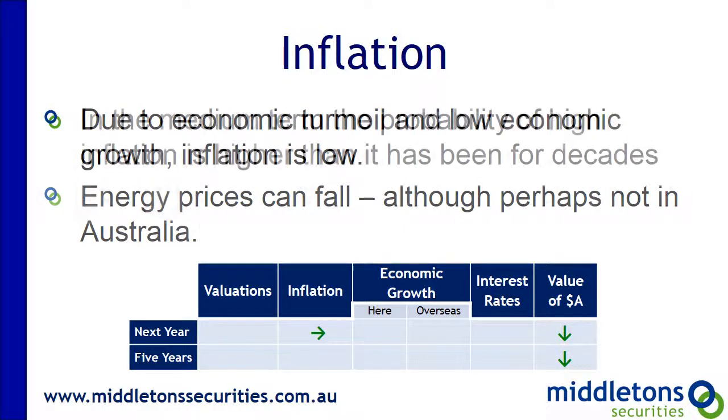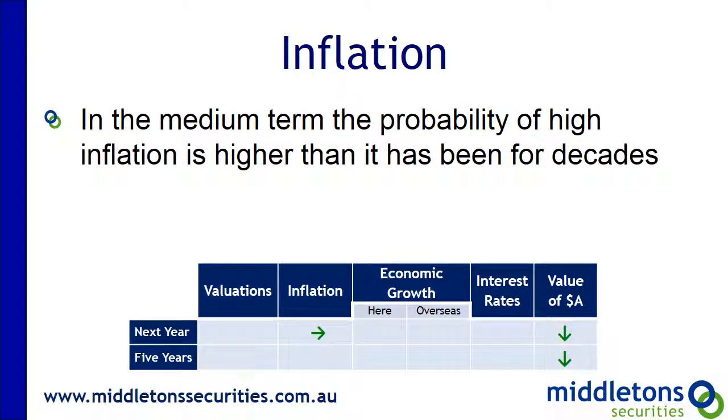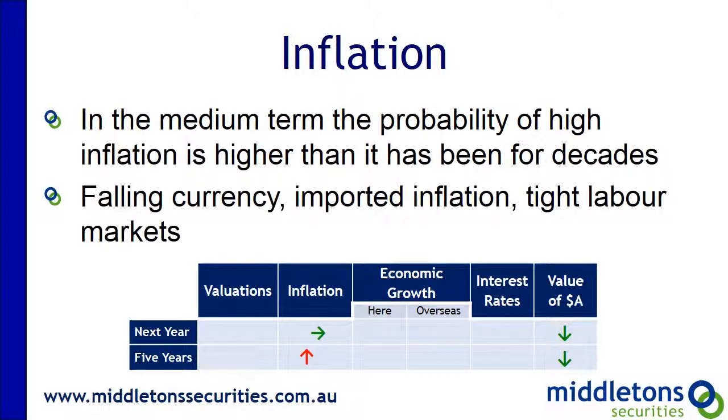In the medium term, though, the probability of a spike in inflation is higher than it's been for over 20 years. In Australia, our falling currency will increase the price of manufactured goods, most of which are now made overseas. Also, an avalanche of retirees is likely to keep labour markets reasonably tight. We could also import some inflation from overseas that comes as a payback for all the money printing that's been going on in the USA, Europe and Japan. We think that inflation will go back up, but by how much, well, who knows?